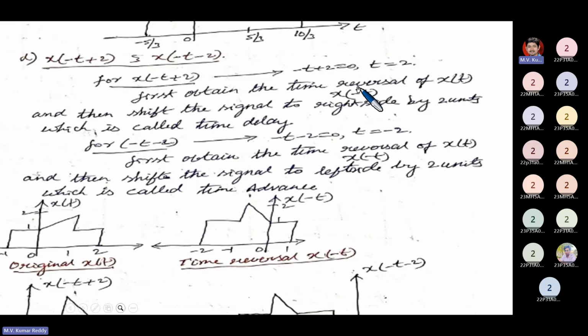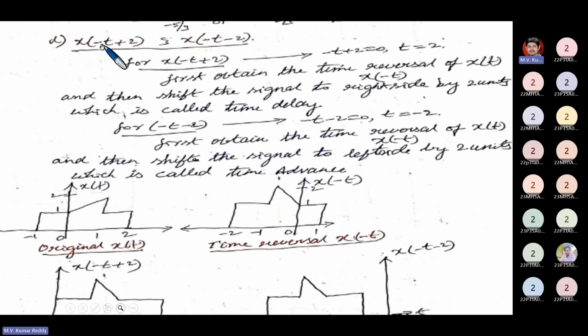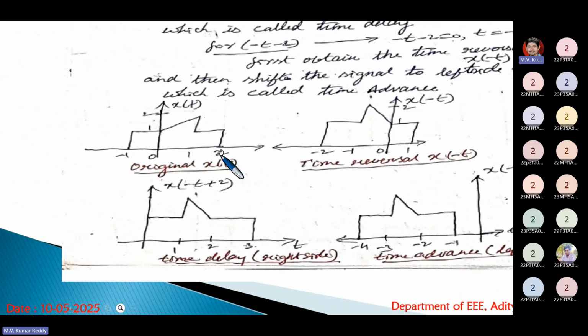Time reversal means if you have 1, in time reversal it is minus 1. If you have 2, time reversal gives minus 2. If you have 1 by 2, time reversal gives minus 1 by 2. If you have a value on the right side, it will go to the left side, and if it is on the left side, it is shifted to the right side. Now see, this is the original signal.